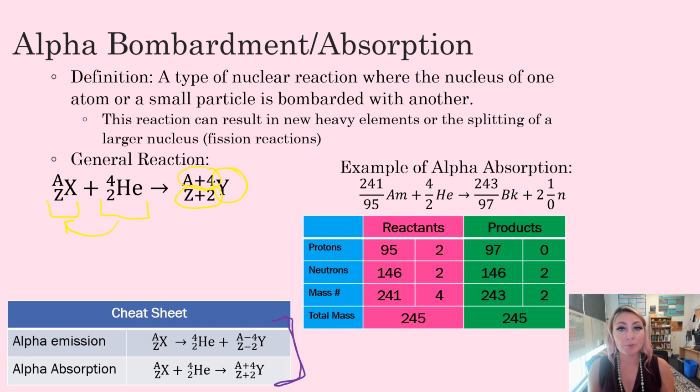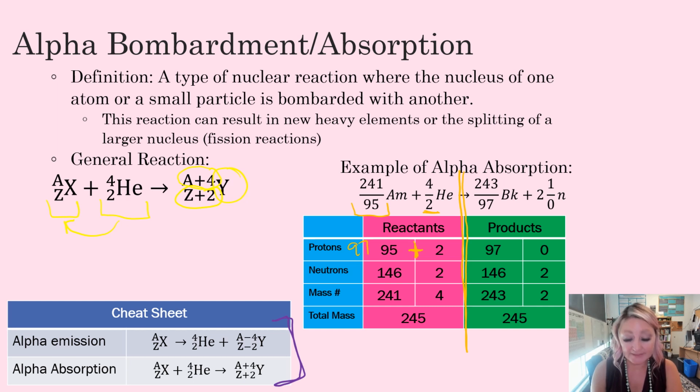Looking at a sample problem for alpha absorption, I'm going to set up the exact same table where I do a reckoning of my protons and my neutrons and my mass to make sure that I have accounted for all of them. So drawing my line in the sand at my protons, I have americium with a proton or atomic number 95, and the helium has an atomic number 2. So altogether, if I were to add those together, I have 97 total protons on the reactant side.